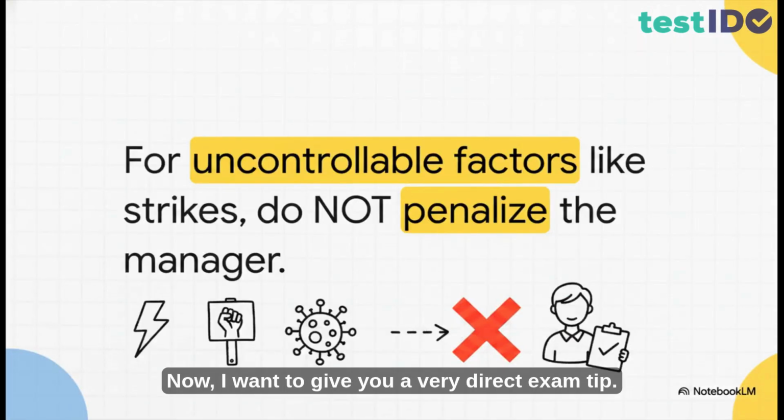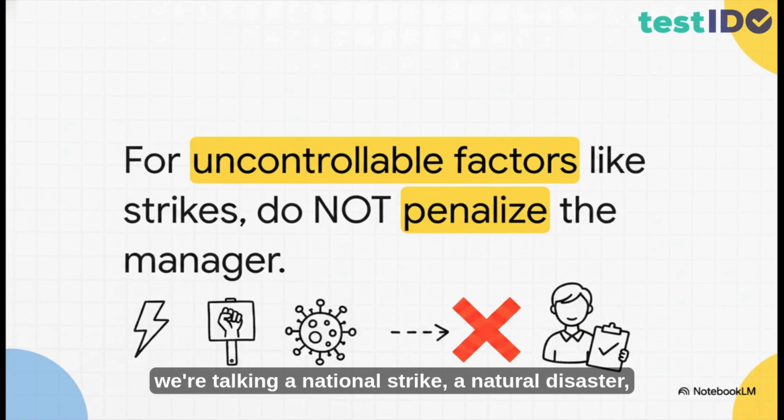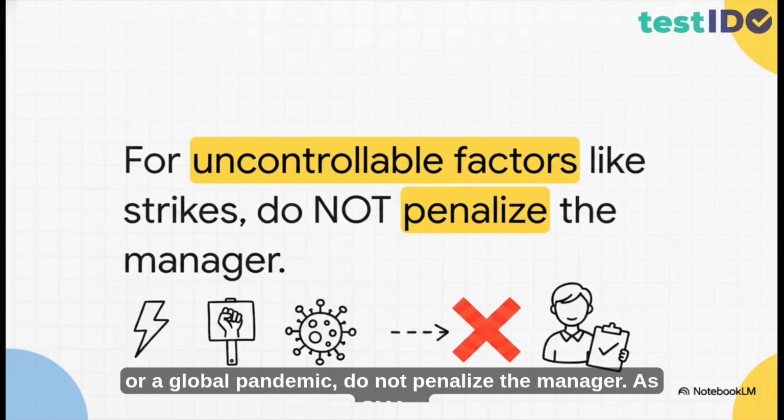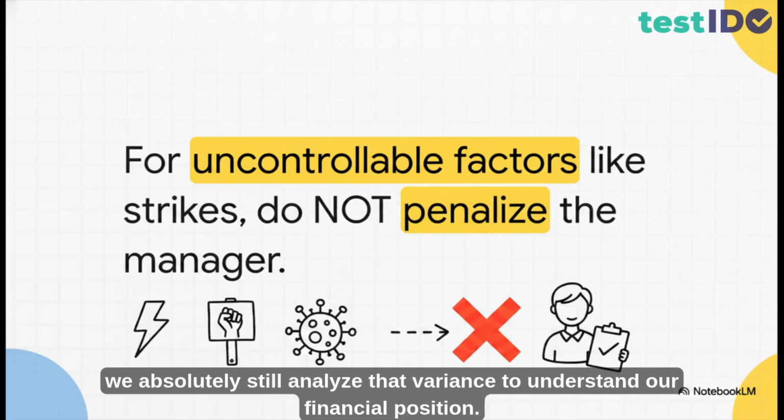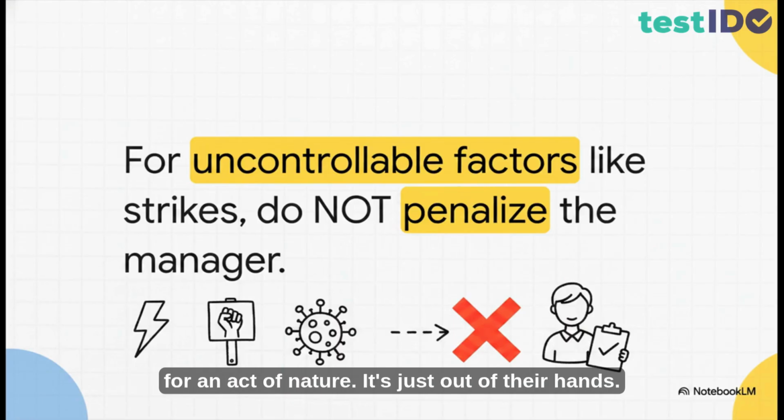Now, I want to give you a very direct exam tip. And honestly, this is just a great rule for managing people in the real world too. If a variance is caused by uncontrollable external factors, we're talking a national strike, a natural disaster, or a global pandemic, do not penalize the manager. As CMAs, we absolutely still analyze that variance to understand our financial position, but we don't hold the department manager personally responsible for an act of nature. It's just out of their hands.